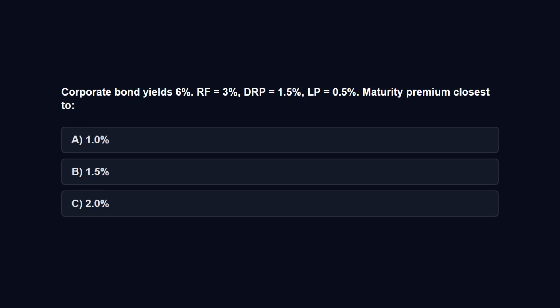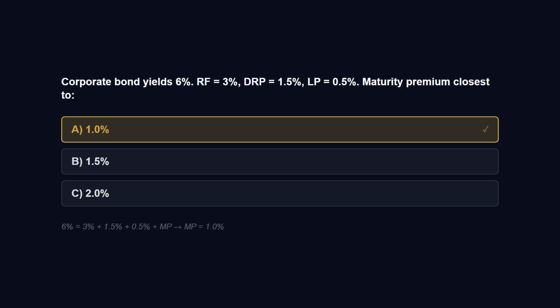Question 4. A corporate bond yields 6%. The risk-free rate is 3%. The default risk premium is 1.5% and the liquidity premium is 0.5%. The maturity premium is closest to A. 1%, B. 1.5%, C. 2%.